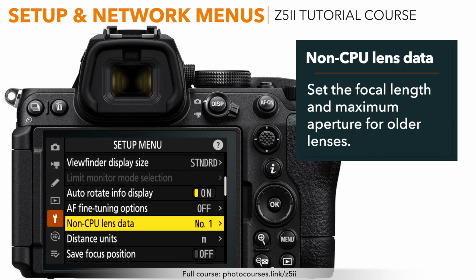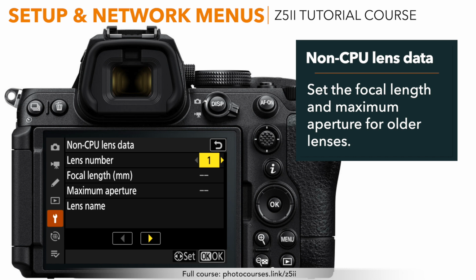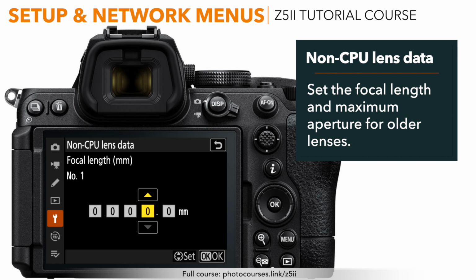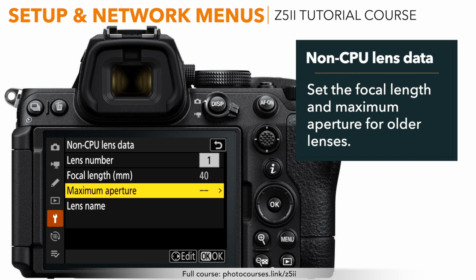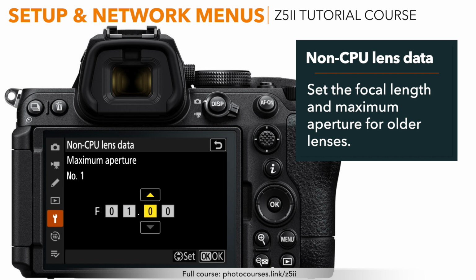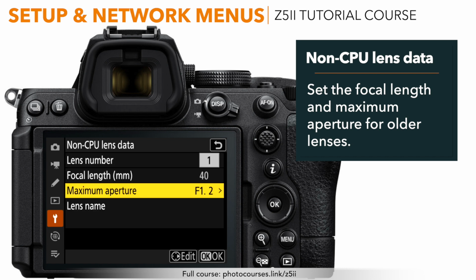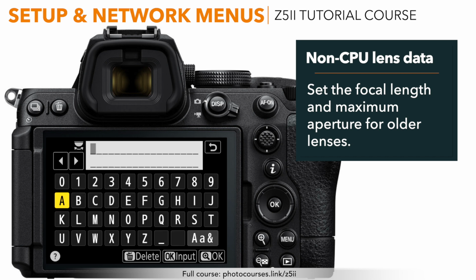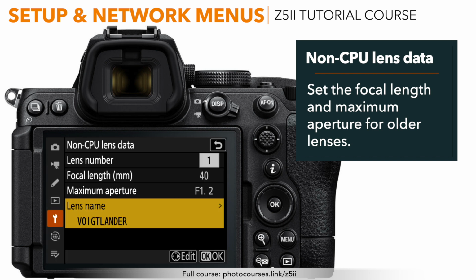In non-CPU lens data, you can input the focal length and maximum aperture of older lenses or lenses that don't communicate any of that information with your camera. And that can help with some exposure settings, and it's also recorded in the metadata that's attached to your images. So you can set which number that you want to give that lens, enter that lens's focal length, and its maximum aperture, which is the lowest or smallest f number. And you can store up to 20 lenses here, and then just go through and select that lens that you're using when it's on your camera.